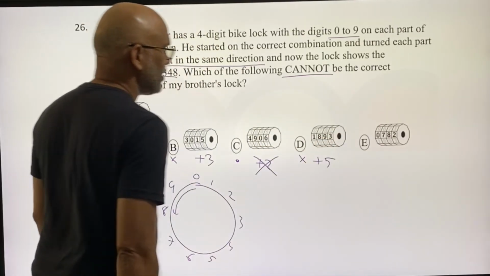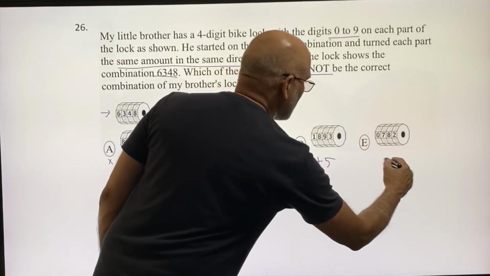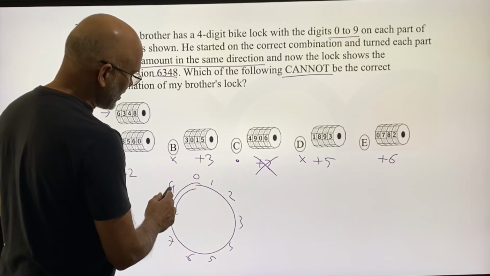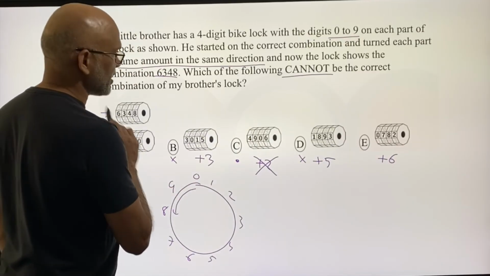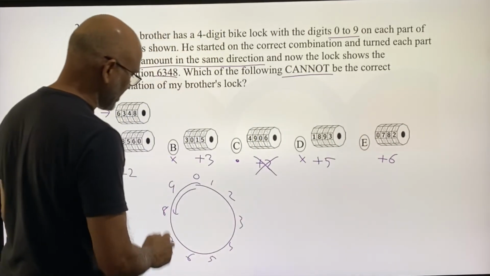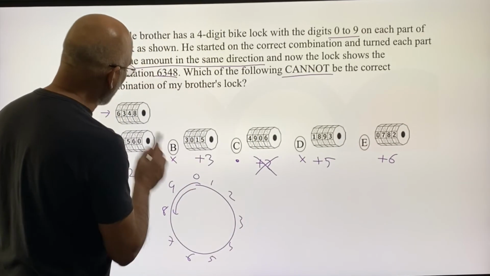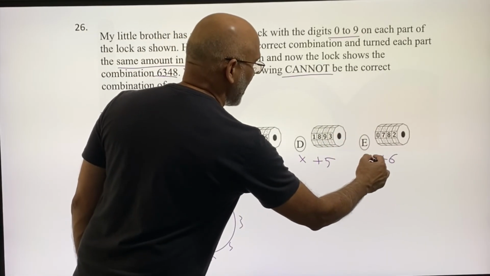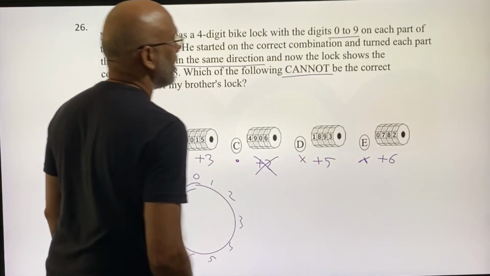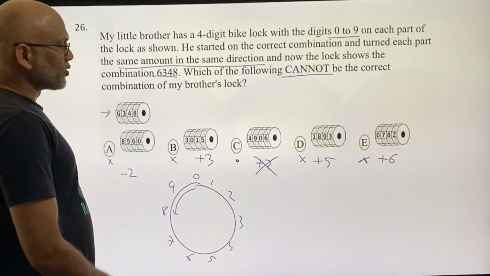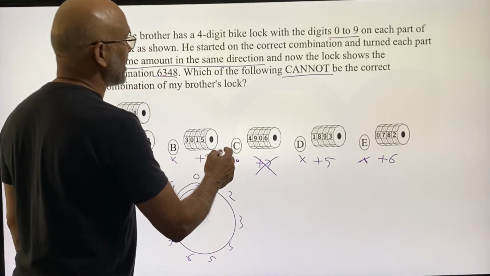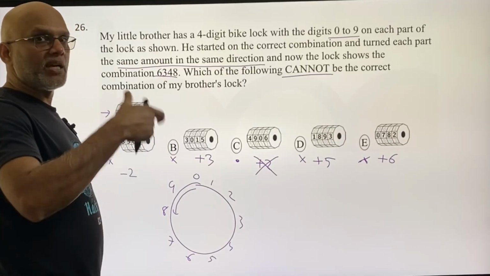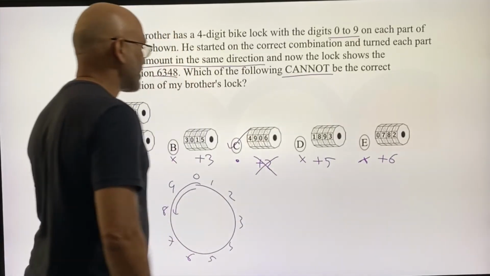How about E? From 0 to 6 is plus 6. 7 plus 6 is 1, 2, 3, 4, 5, 6. We end up at 3, which is good. 8 plus 6, 1, 2, 3, 4, 5, 6. We end up at 4. And 2 plus 6 is 8. Then E also I'm able to get from the original combination. So seems like C is the only combination that I cannot get from the original combination by turning a fixed amount, right? Then C is the correct choice.